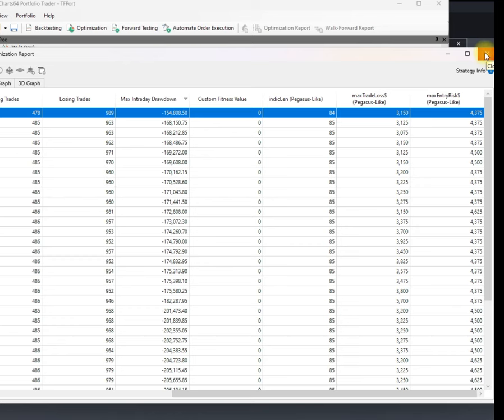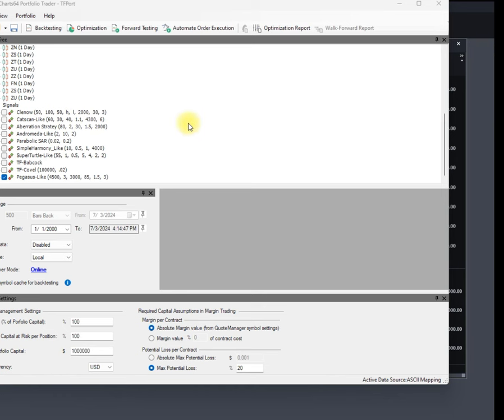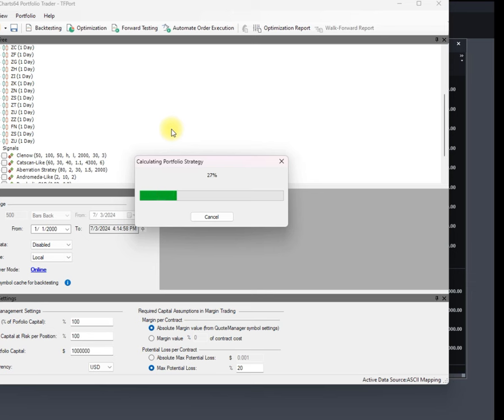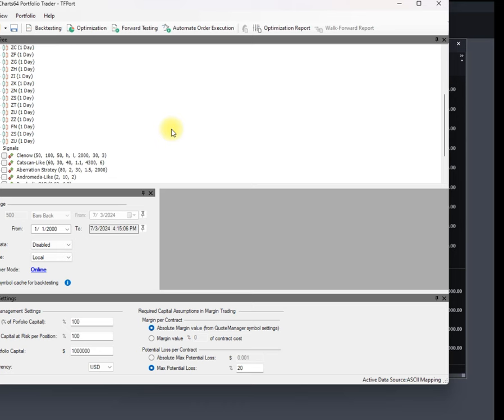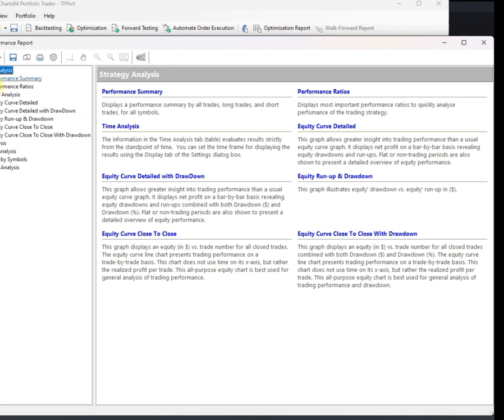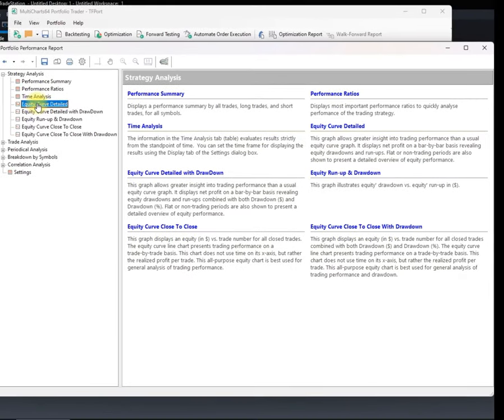It's really powerful stuff. Okay, so we've looked at the equity curve. Let's look at it one more time. And this uses all the cores in your CPU. It's 64-bit, which is very nice. It makes it very fast. There's the report again. Let's look at the strategy analysis. Equity curve detailed. I've got a lot of stuff going on in the back of the computer.